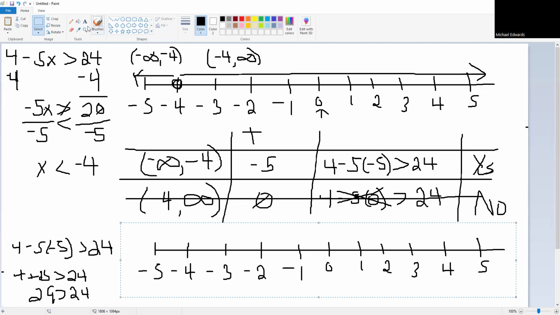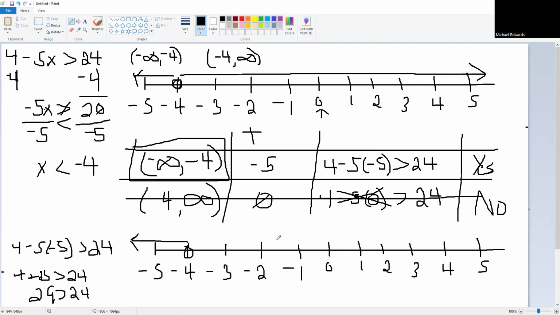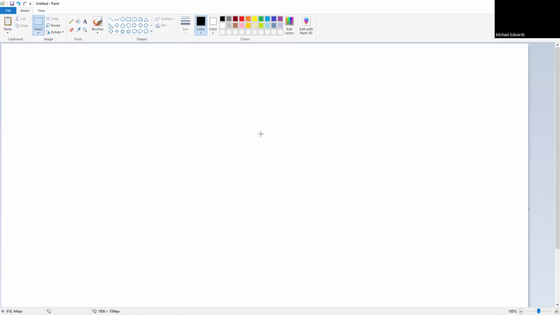Now, let's graph our new solution. It is -4 right here, open, and it goes backwards this way. And this is the solution. Okay. These aren't so bad, are they?